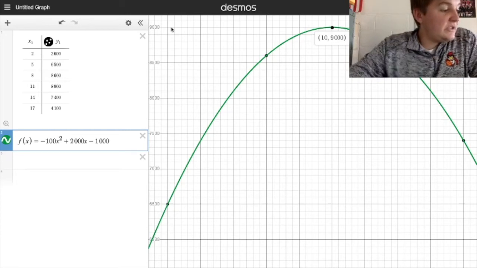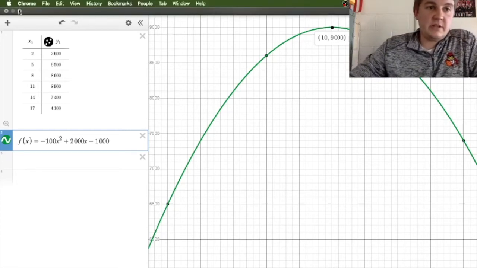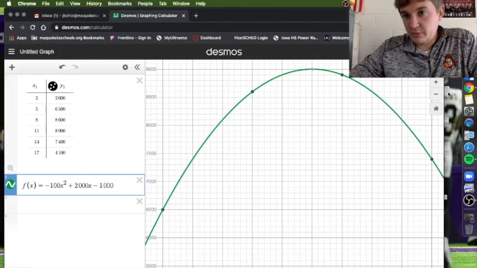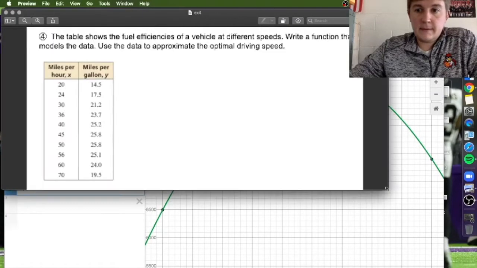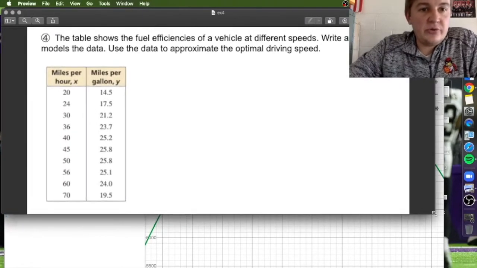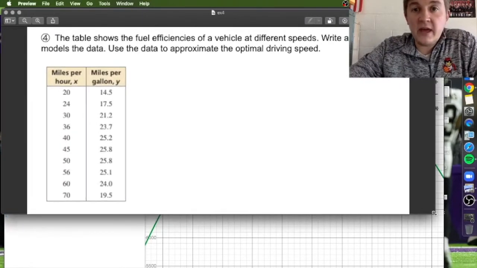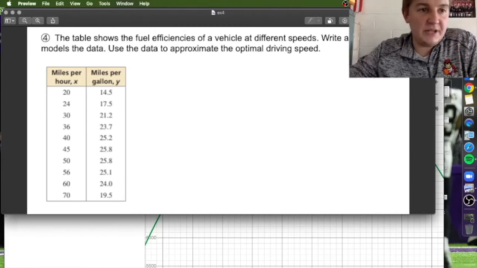Okay, let's go ahead and do the same thing basically with number 4. So we're moving on to number 4 now. This table shows fuel efficiencies of a vehicle at different speeds. Write a function that models this data. Use the data to approximate the optimal driving speed.